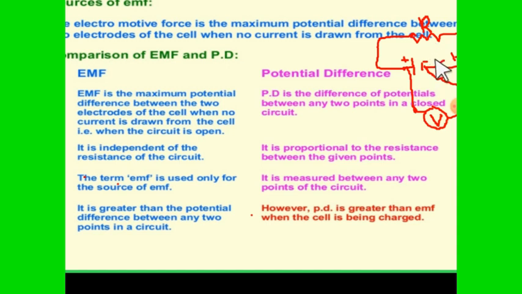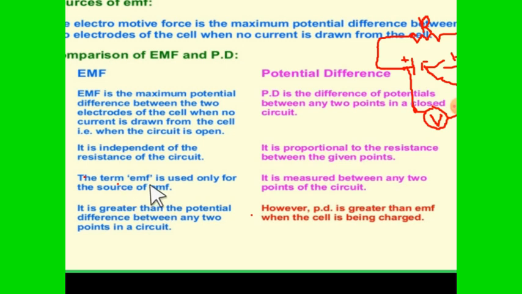But in the case of the potential difference of a cell, it will depend on how much opposition is offered to the flow of current from the cell. It will depend on it, the value of the potential difference here. So the potential difference between two ends of the electrode, we call simply the potential difference of a cell. So it will depend upon this resistance in the external circuit. That is, it is proportional to the resistance between the given points.